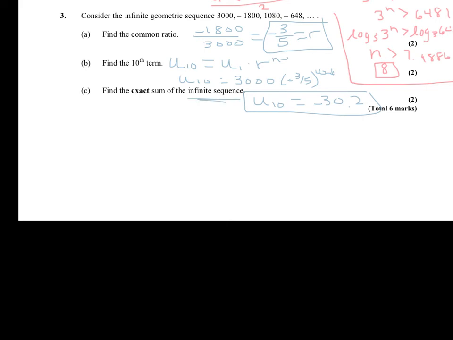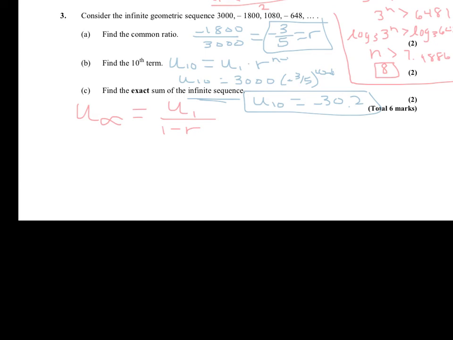Then it says, find the exact sum of the infinite sequence. So there's a difference between summing the first 10 terms and summing the infinite sequence. If it asks us to sum the infinite sequence, we're going to use the sum to infinity formula. And all that says is u sub 1 over 1 minus r.